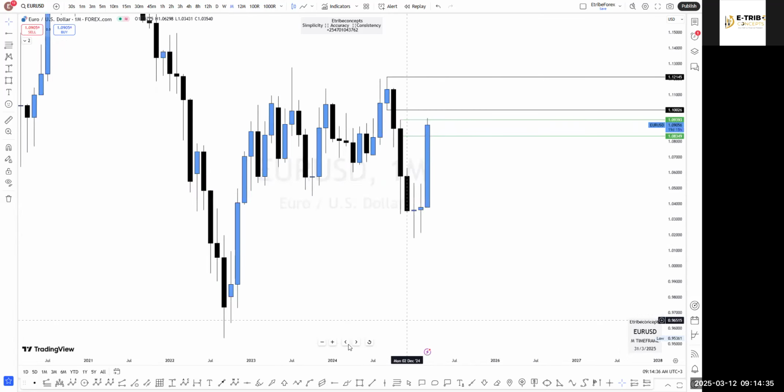The normal way the other retail traders look at things, they could say that these are equal lows. But I'll say something about this now.